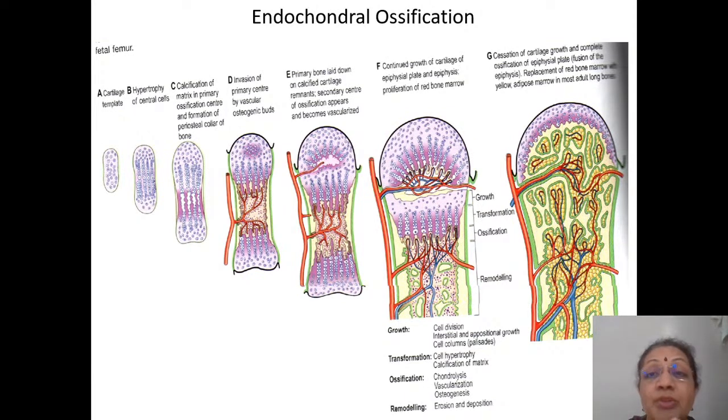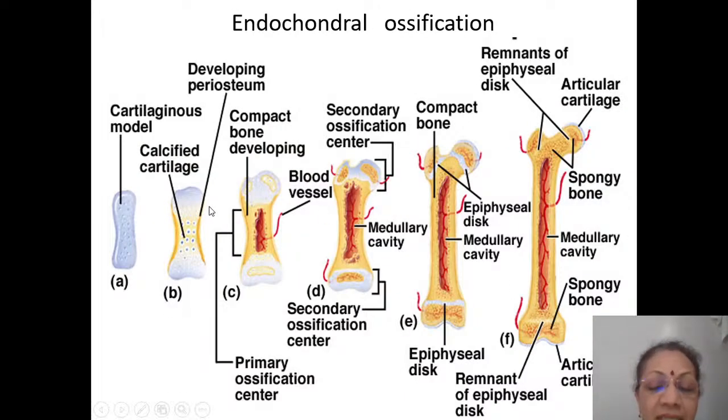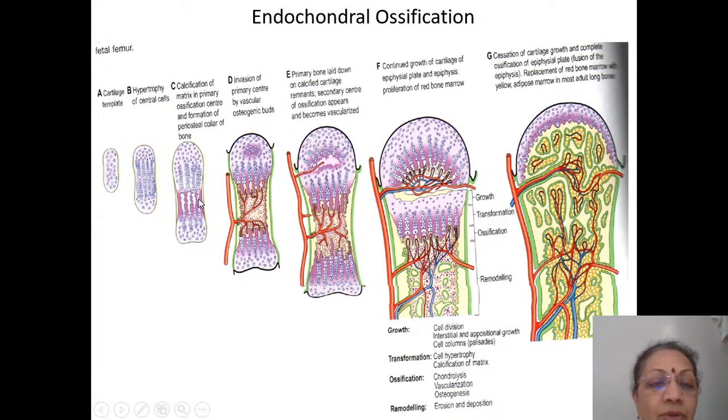But it's going to very rapidly develop, and according to a very sophisticated preset plan, right? So there's going to be a cartilage template, then the central cells are going to hypertrophy or increase in size, then the primary matrix is going to get calcified from that primary ossification center. So till here you're all cartilage. Here ossification has started at some point, and that is the point we are going to call the primary center. And at its periphery there will be a collar of bone which is just under the periosteum. So we call it the periosteal collar of bone.